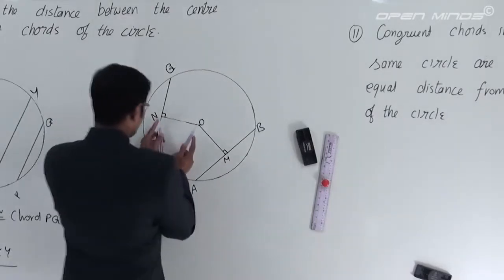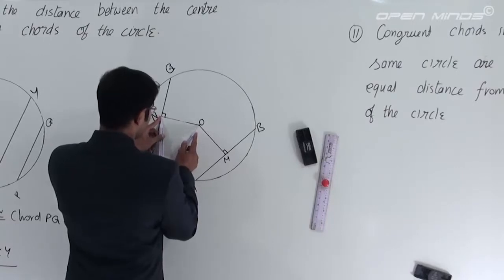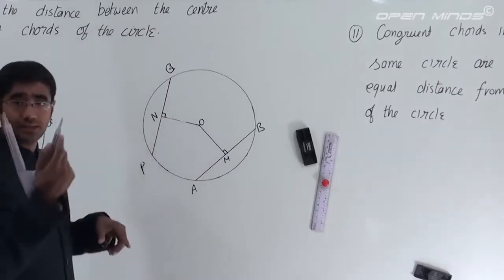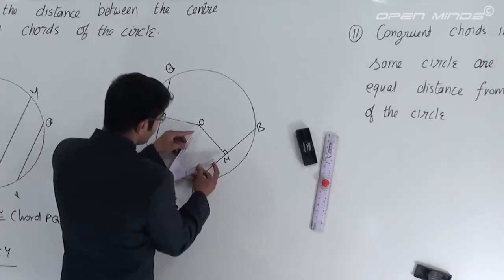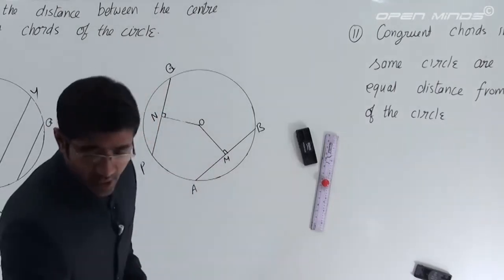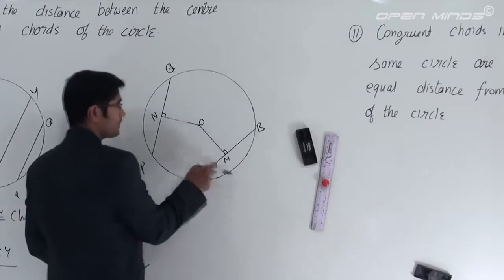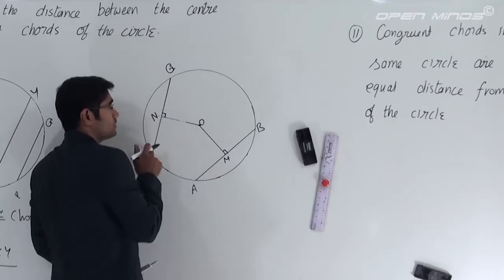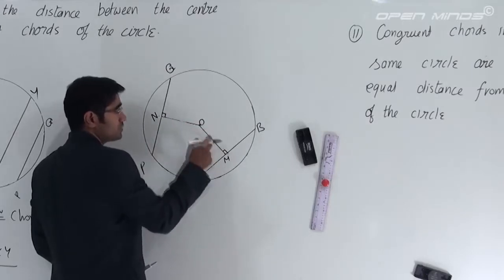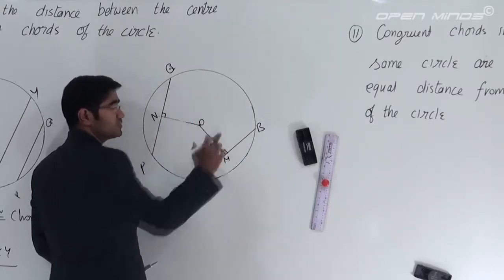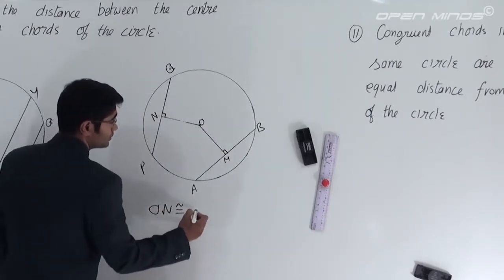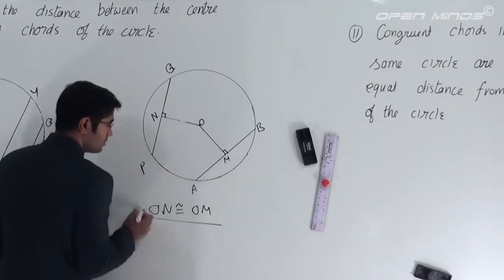Let's check. I'm measuring it from here. That is the length from the center to the chord PQ. Let me check it against the other. Yes, exactly, it is the same. So I understood one thing. If I have two chords of equal length, and I draw perpendiculars from the center to each chord, these two perpendicular lengths are also congruent. So ON is congruent to OM. That's all about it.